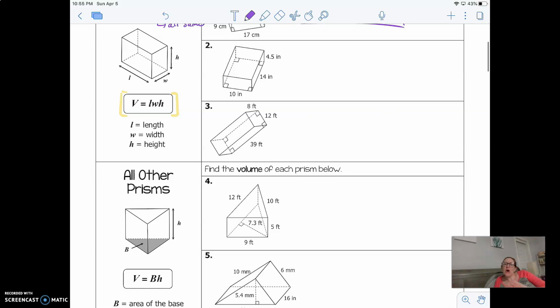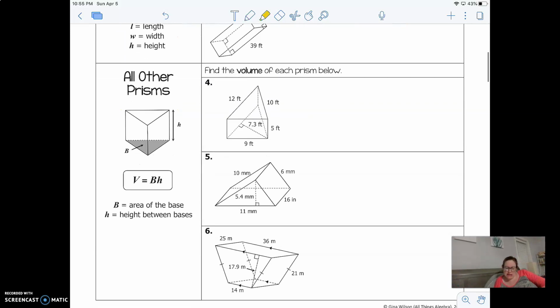Now let's do all other prisms. So this is the formula to use for all other prisms. Not like you have to memorize any of these, okay? I'm giving you all of these formulas, but you need to know what the variables stand for.